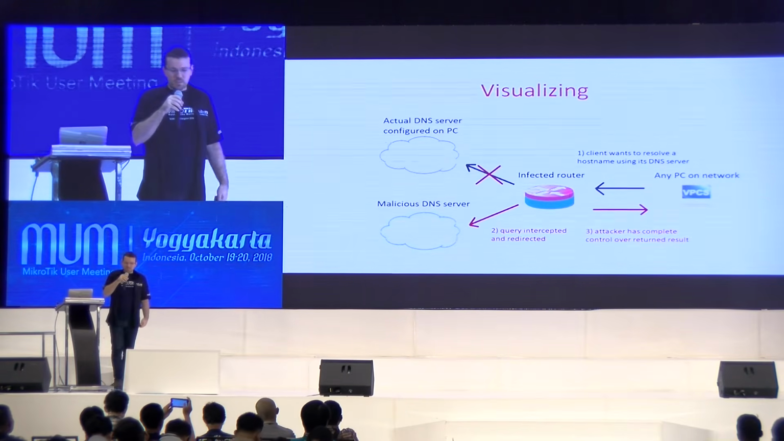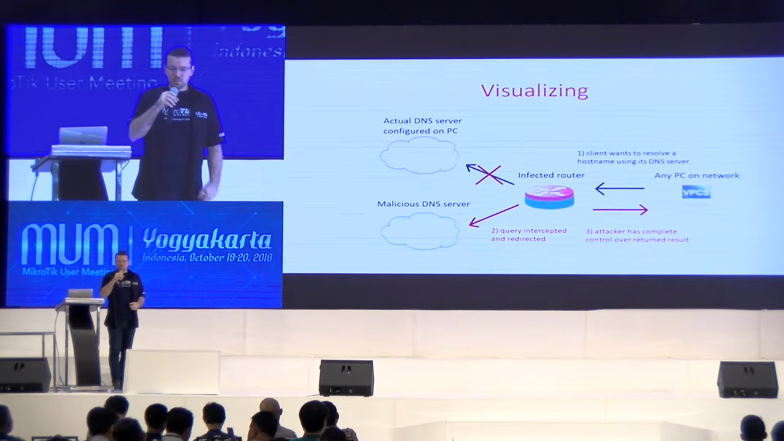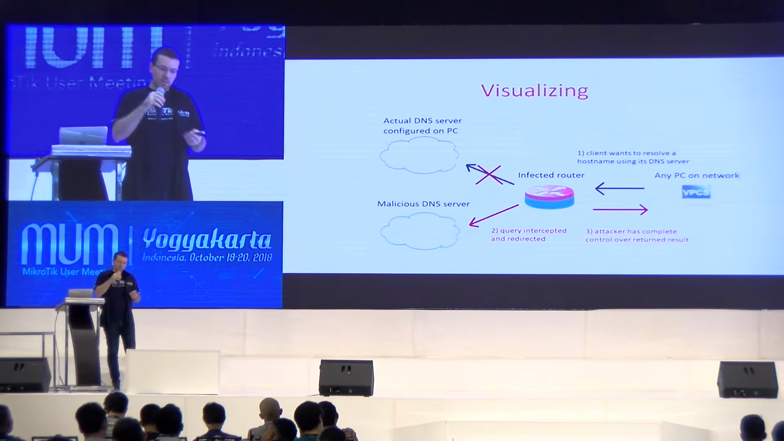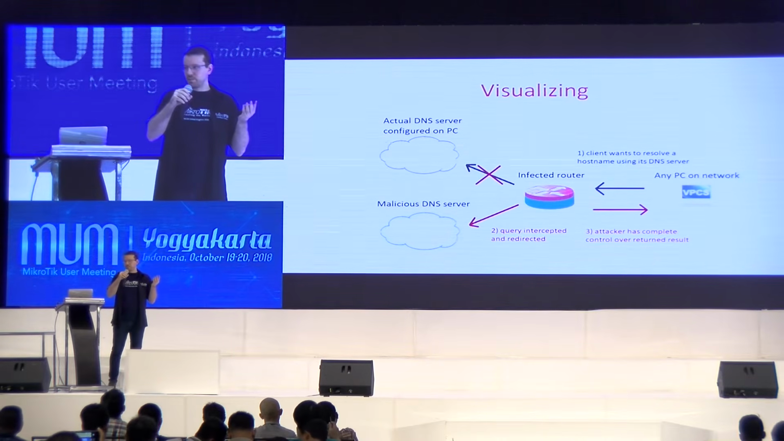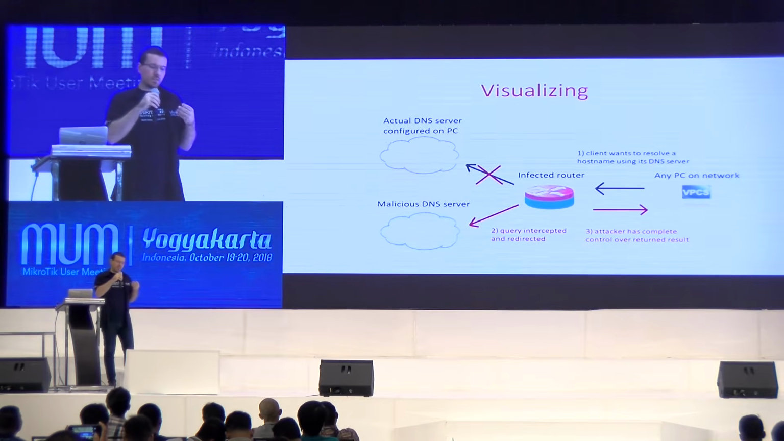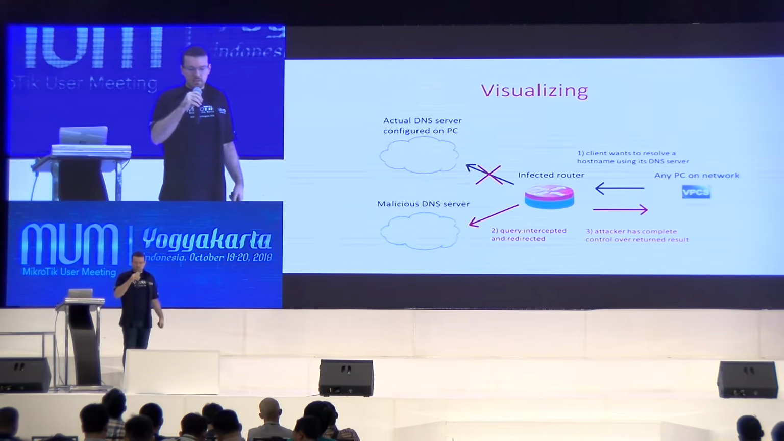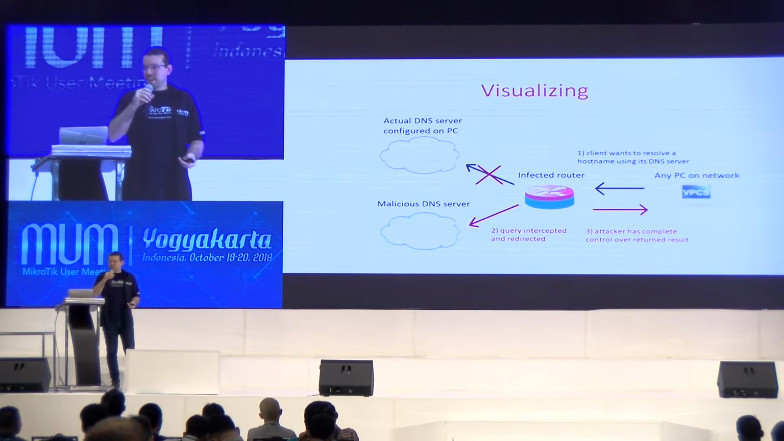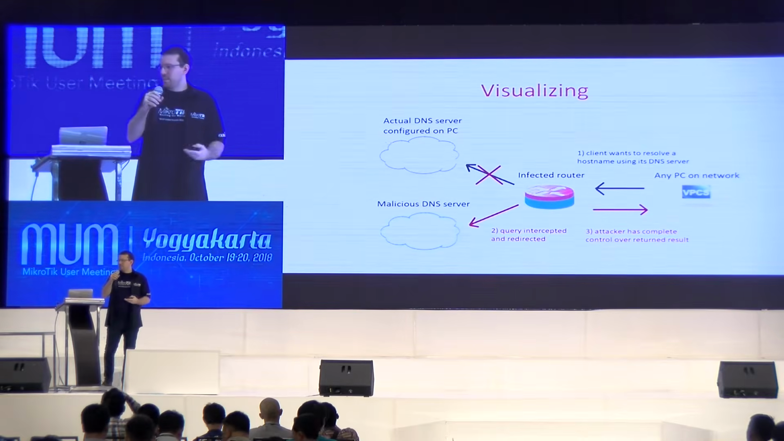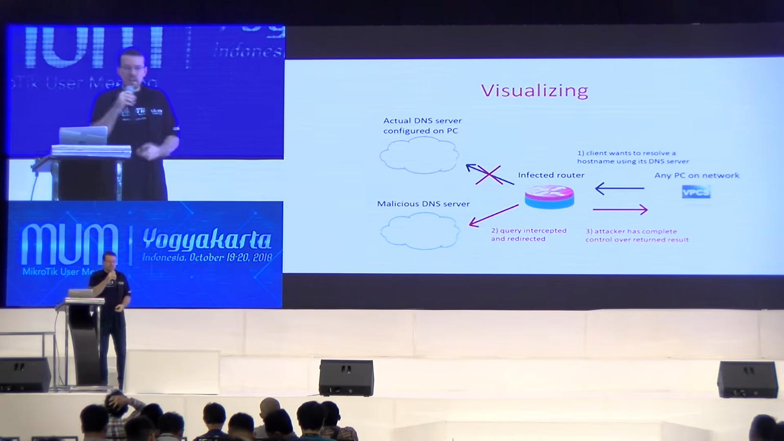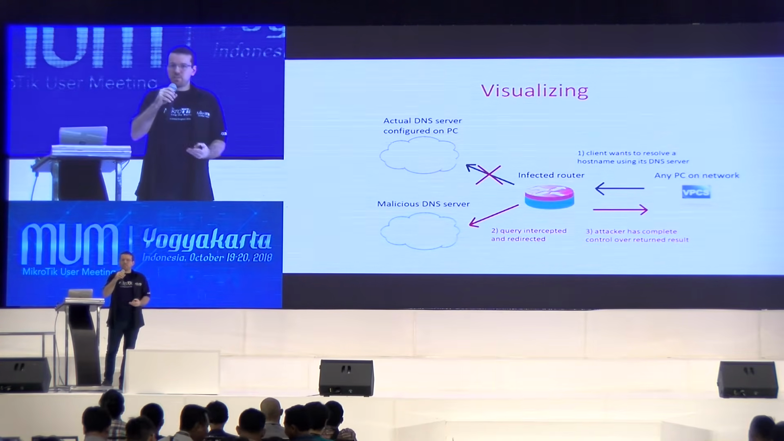Visualizing this is quite simple. Any PC on a network behind the infected router wants to go to a host name, for example, Google. Well, the router would intercept this DNS query. It wouldn't send it to the real DNS server configured on the PC. Instead, it would intercept the query, send it to a malicious DNS server, and respond back to the original computer with whatever the attacker wanted to exploit. As we mentioned, this gave complete control of traffic routing to the attackers. And it doesn't matter if the computer had static DNS settings, because the interception was done on the network layer.